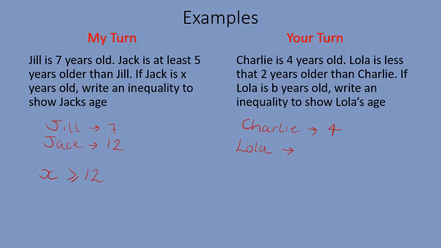Having a look at this one on the right hand side then. So Charlie is 4. Lola is less than 2 years older than Charlie. So if she was 2 years older than Charlie, she would be 6. But she's less than 2 years older, so she must be less than 6. She can't be equal to 6 because she has to be less than 2 years older. So B is less than 6.